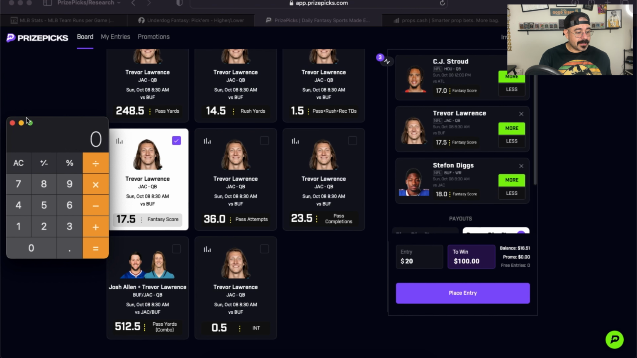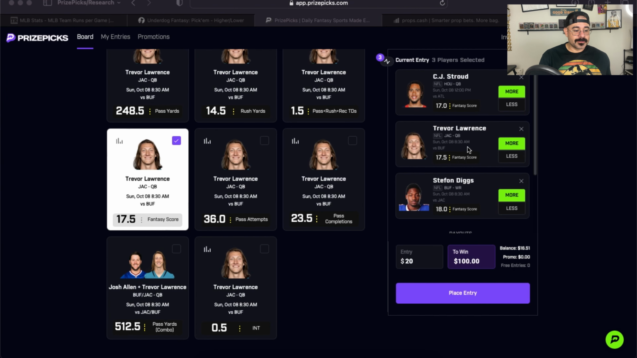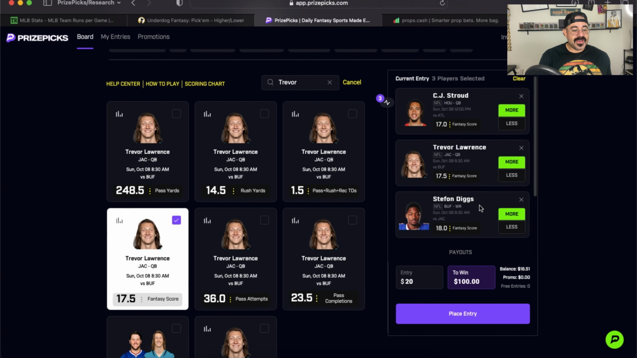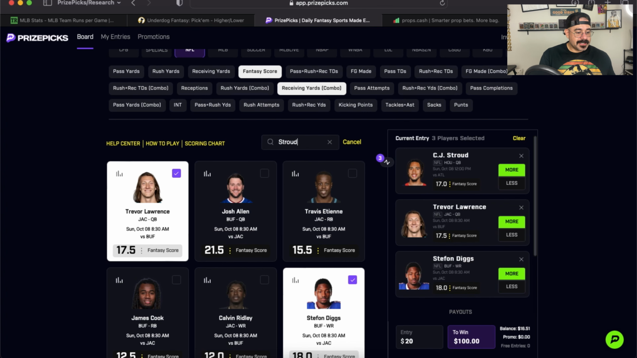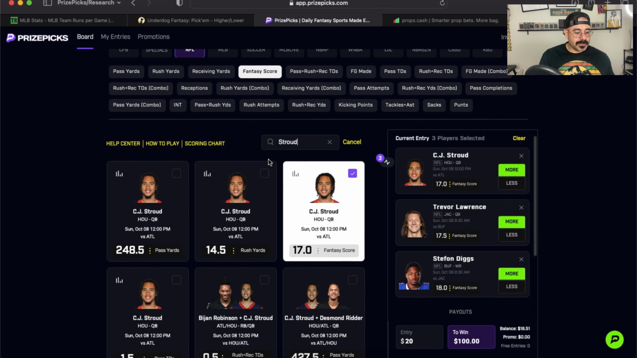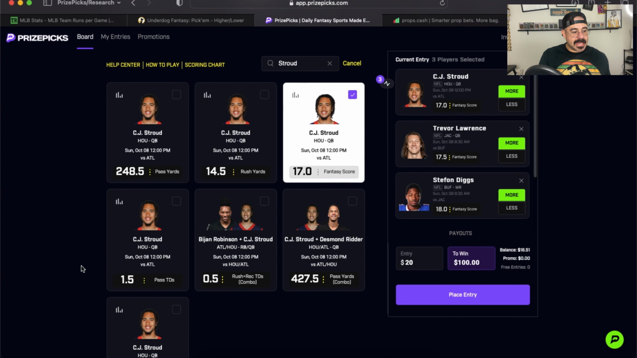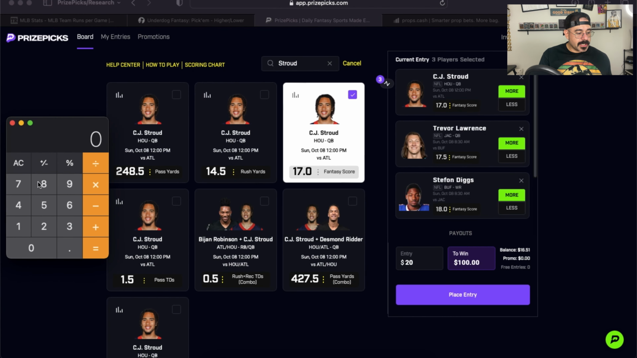Let's go ahead and clear out the trusty calculator app, and let's move on to CJ Stroud's fantasy score of 17. Now, CJ Stroud has a very, very similar line to Trevor Lawrence, so a lot of the math will be the same here. So let's go ahead and pull up the same exact passing yard prop for CJ Stroud. So we know 249 times that 0.04 is going to give us 9.96. Same rushing yard prop, so let's go ahead and add that 1.5.